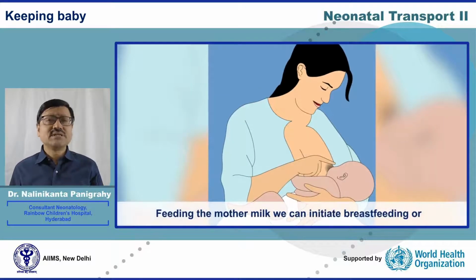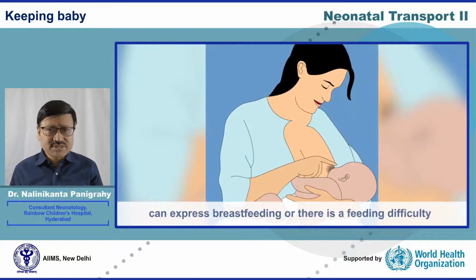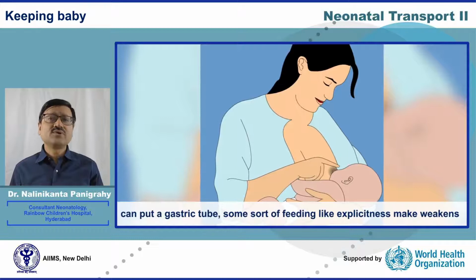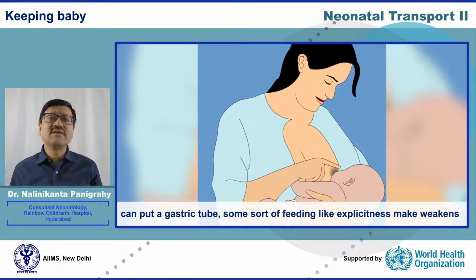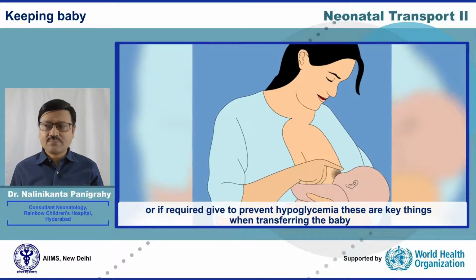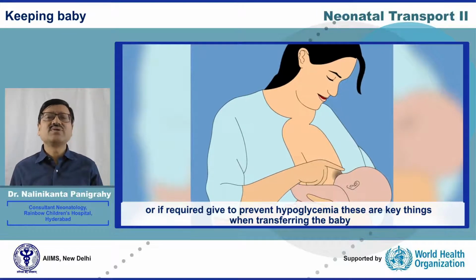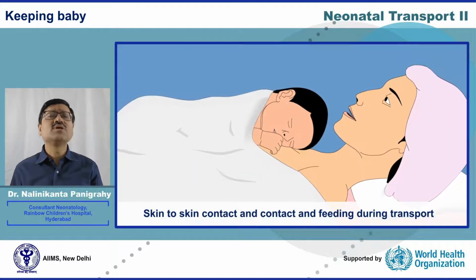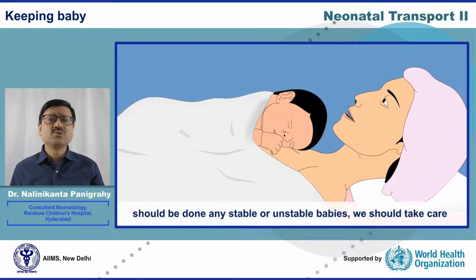By feeding mother's milk, we can initiate breastfeeding, or we can give expressed breast milk, or if there is feeding difficulty, you can put in a nasogastric tube and give some sort of feeding like expressed breast milk, or if required, you have to give IV fluid to prevent hypoglycemia. These are key things when transferring the baby. So skin to skin contact and feeding during transport should be done. For any stable or unstable babies, we should take care.